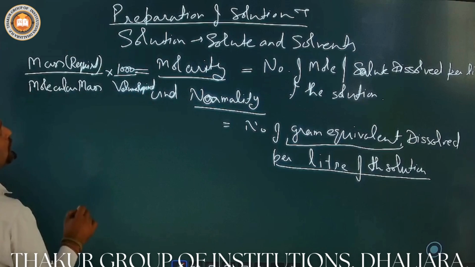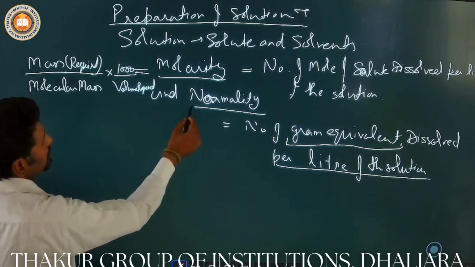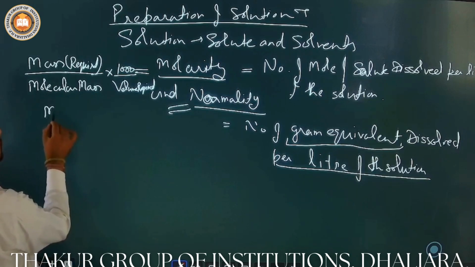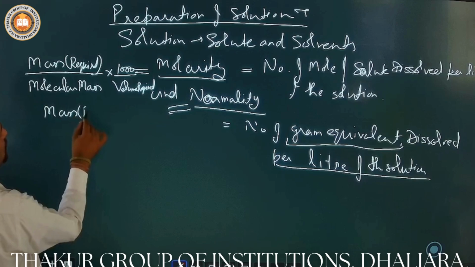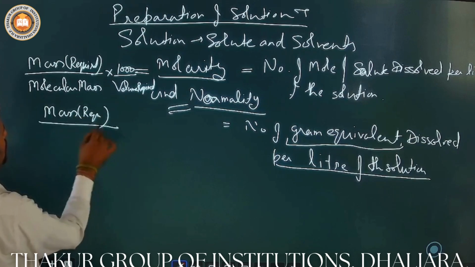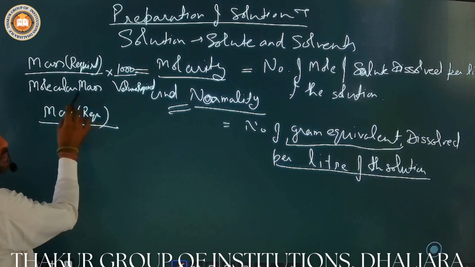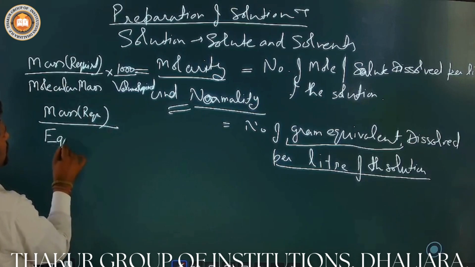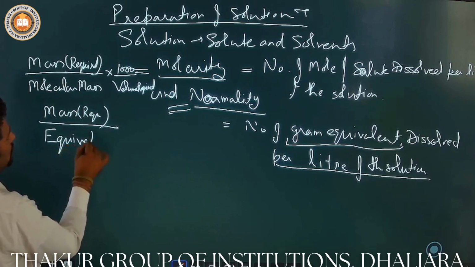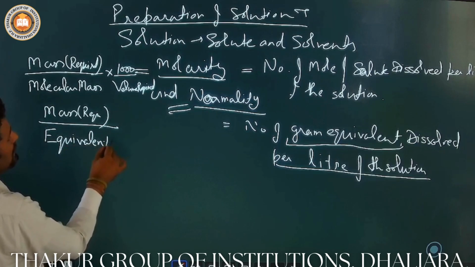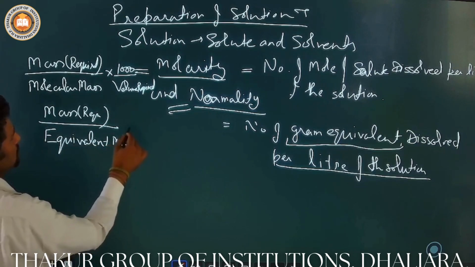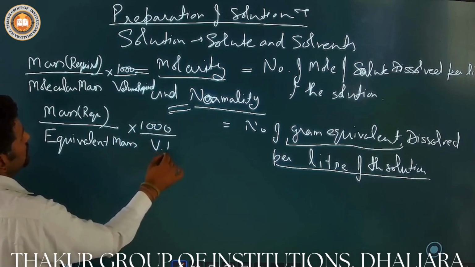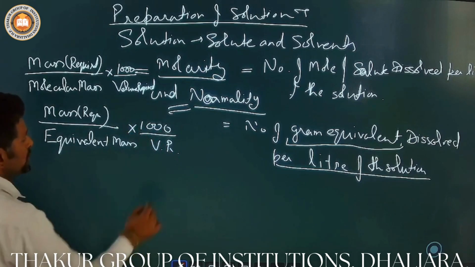Similarly, for the normal solution, the formula remains the same: mass required upon molecular mass. But in place of molecular mass, for normality a new terminology comes in, that is your equivalent mass, and this is the same 1000 upon volume required.